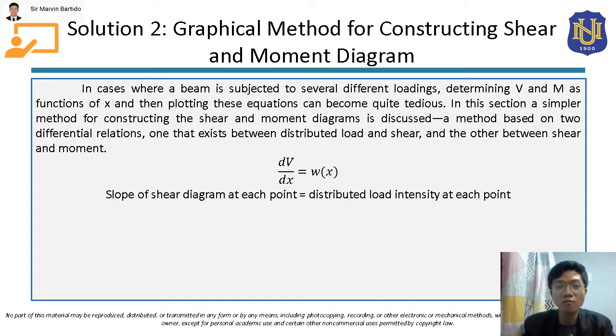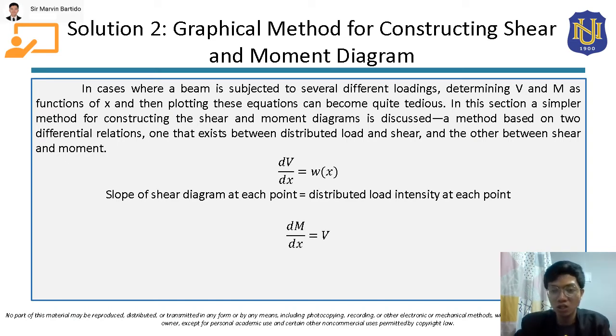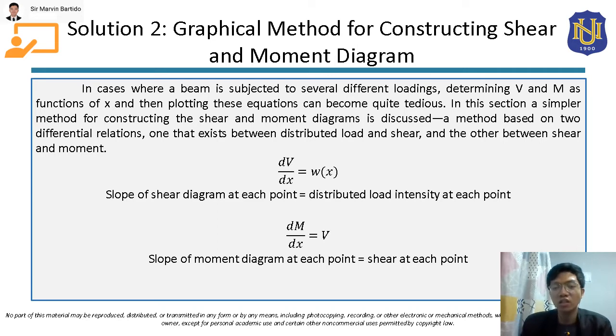And also class, for shear and moment, this is the relationship. The derivative of the moment equation with respect to x is equal to shear. So this derivative of M with respect to x is actually the slope of the moment diagram at each point, and this is equal to the shear at each point. So we are going to use these relationships, class, in constructing shear and moment diagram for solution 2, which is the graphical method.